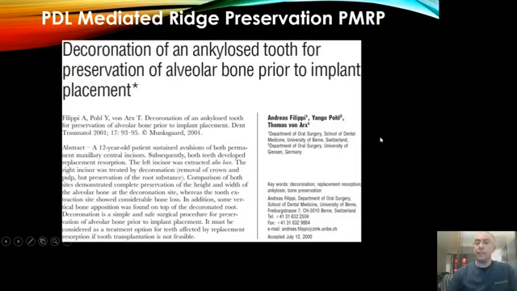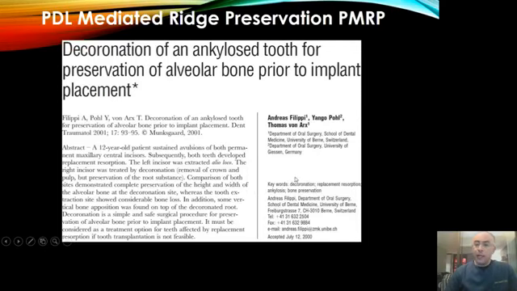We've been understanding this for a while. Because of this, we can see through the literature, Filippi et al. Actually in this paper, they described the decoronation of the ankylosed tooth for preservation of alveolar bone prior to implant placement. So it's the same idea. We have an ankylosed tooth. We can try to preserve the tooth to preserve the bone. So down the line, we can do an implant in a well-preserved bone.